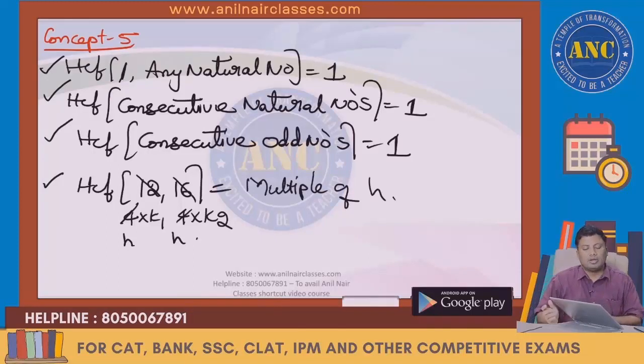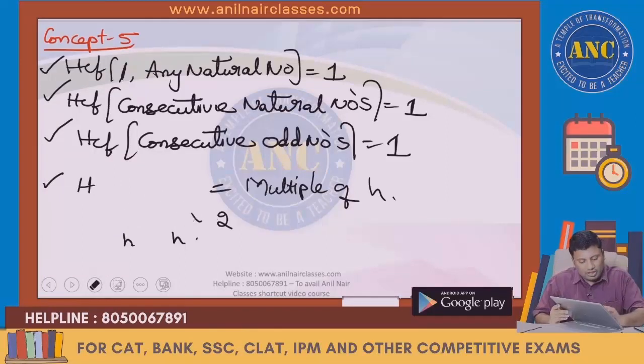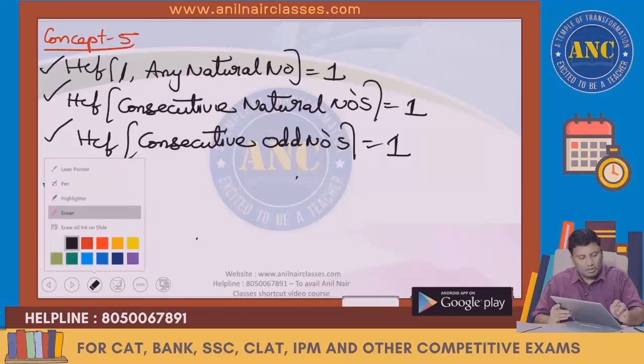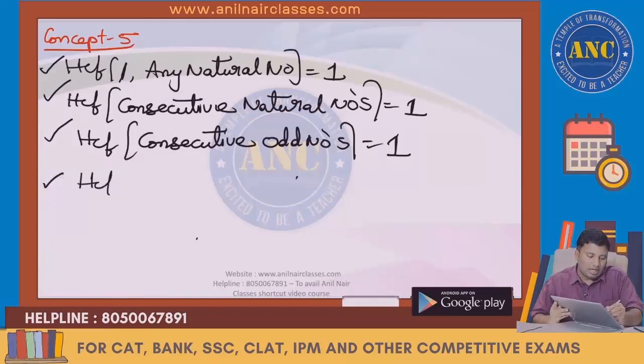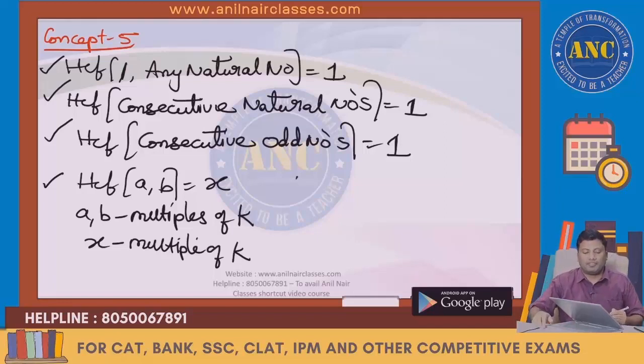Multiple of H. Or I will put it in simple language so that it is valid for any numbers. Please write down: HCF of A, B equals X. If A, B are multiples of K, X also should be a multiple of K.